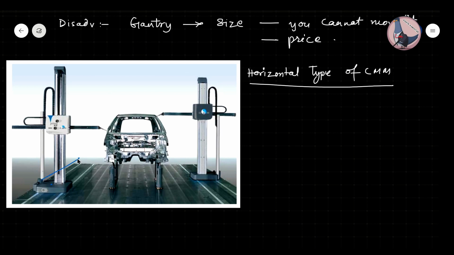This can move front and back. This is your front and back. This can move. This is your y-axis. Sorry, this is your x-axis, this is your y-axis, and this is your z-axis. So till now you might have seen this z-axis to be a ramming axis, but it is not so in this case. So in this, there are a few advantages. First we'll talk about advantages. In this, the moving mass is quite less.